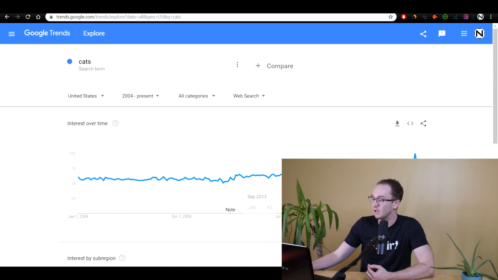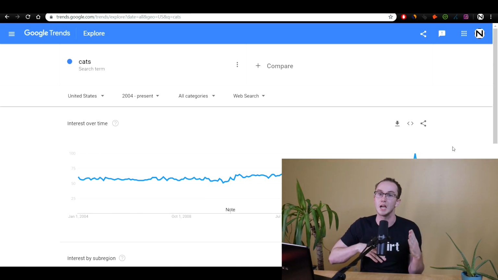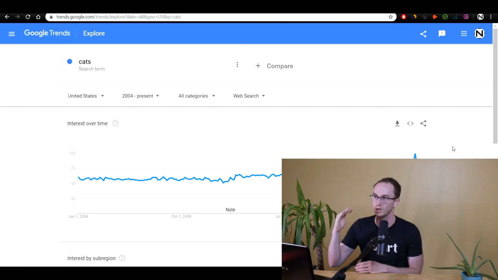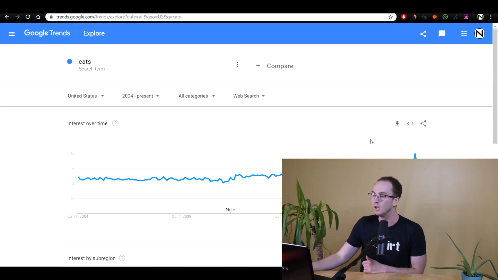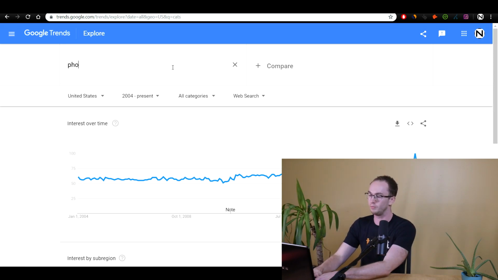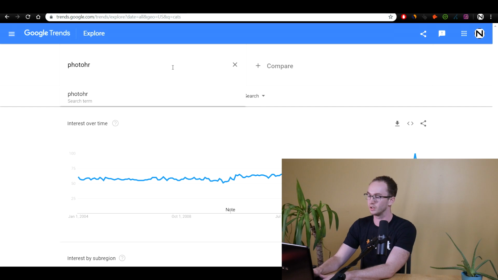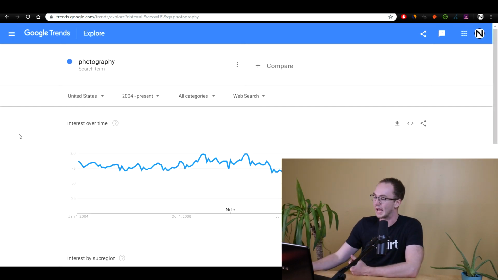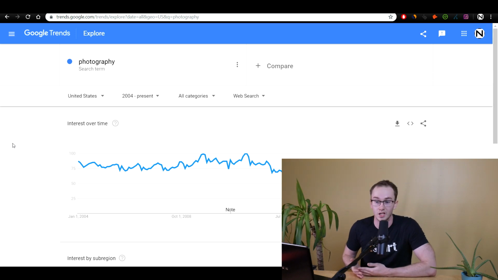So you can see, if you're looking to get into a new type of article, or maybe a new topic, sub piece of content, a new silo for your website, this can give you an idea if this type of topic is trending up or trending down. Another good one that would be trending down actually is photography. Due to smartphones and stuff like that, photography is just not as popular anymore.